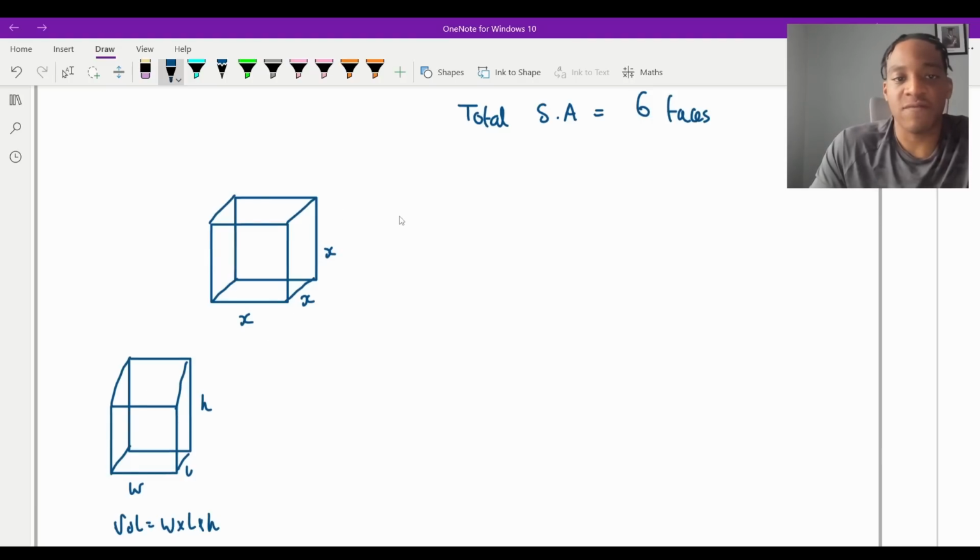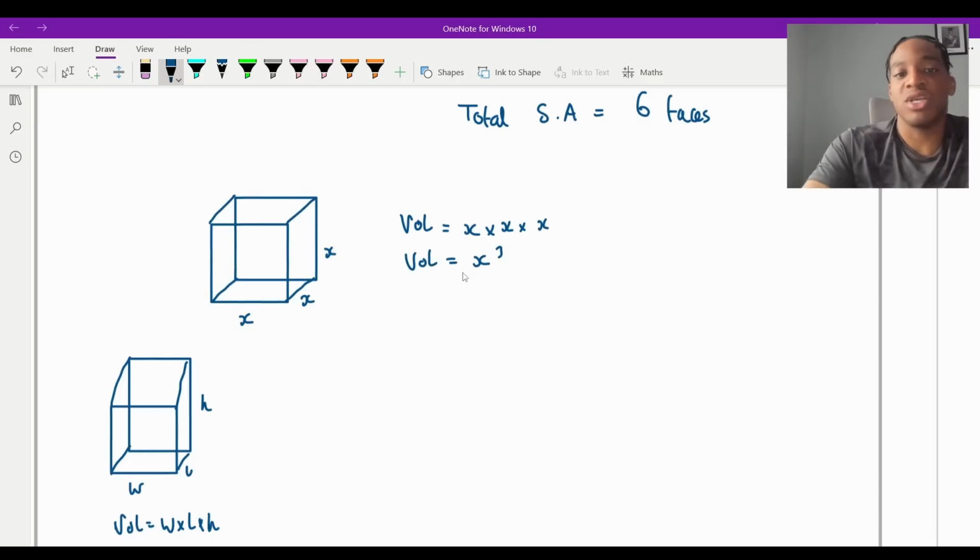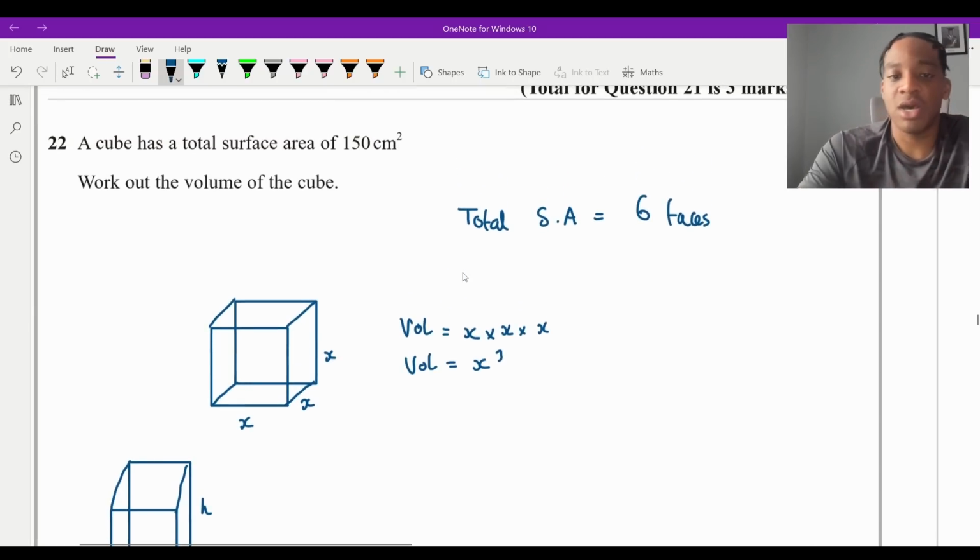So in our case, the volume is just going to be equal to these 3 times together: X times X times X, and you could simplify this to become X cubed. So our job is to figure out what X is because we need the volume, and the volume is equal to X cubed. Now, how do we figure out what X is? Well, they told us a bit of information about the actual area. We know that it's the 6 faces, and this is equal to 150 centimeters squared.